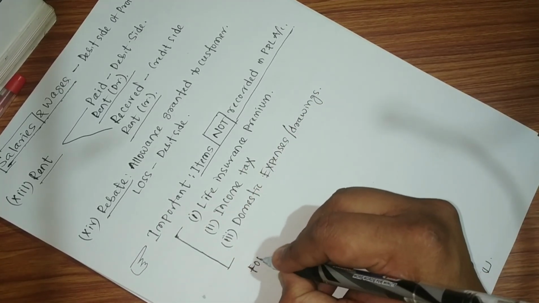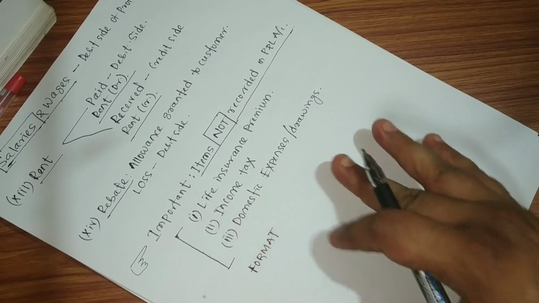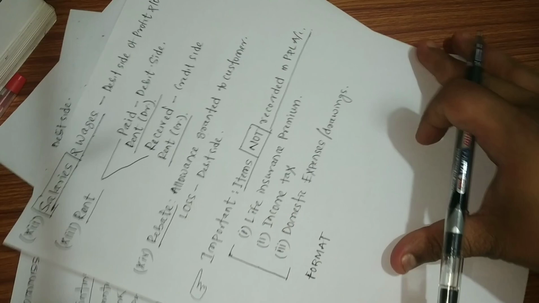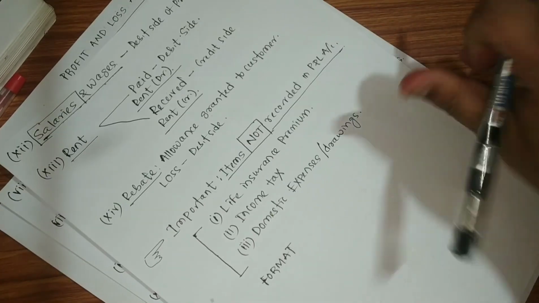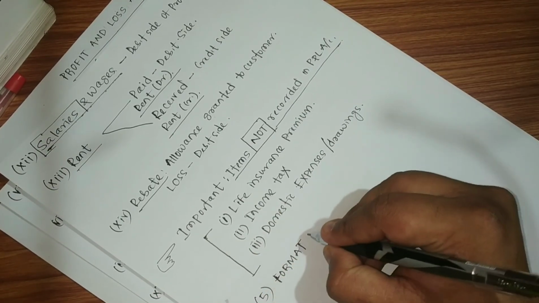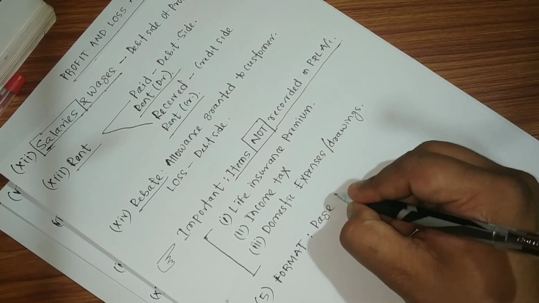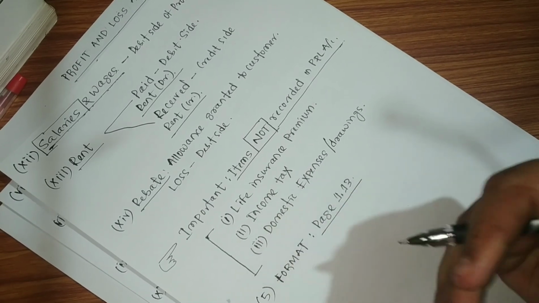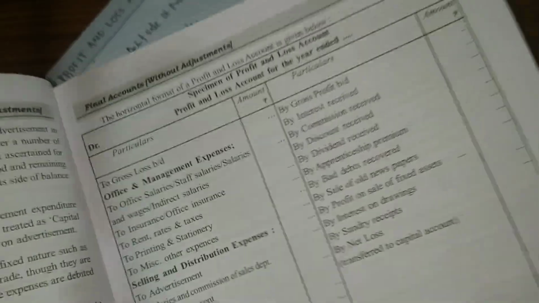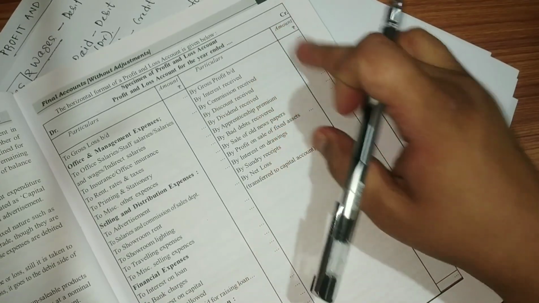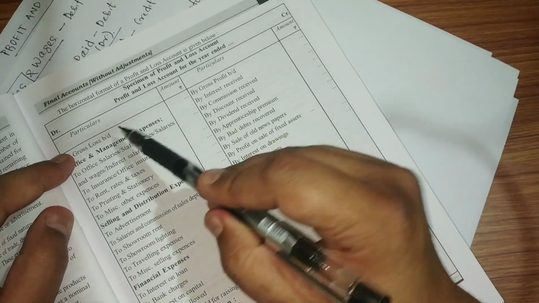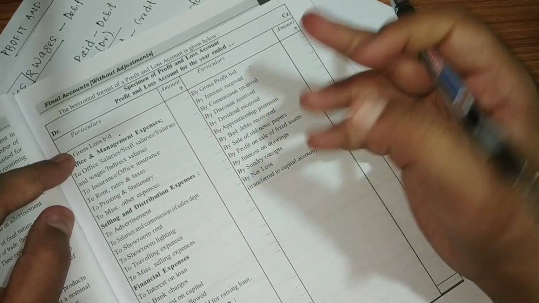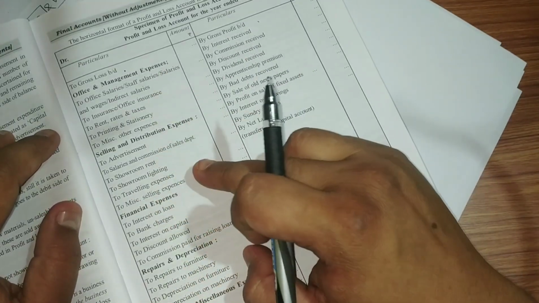After that you have to write the format. The detailed format is given in the book itself, page number 1.13. You have to copy the format as usual. See, this is the format given in the book. Gross loss on the debit side, gross profit on the credit side. These are all the indirect incomes related to the business. And for indirect expenses and losses, some categorization is there.